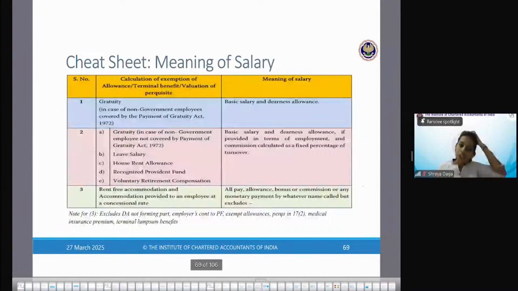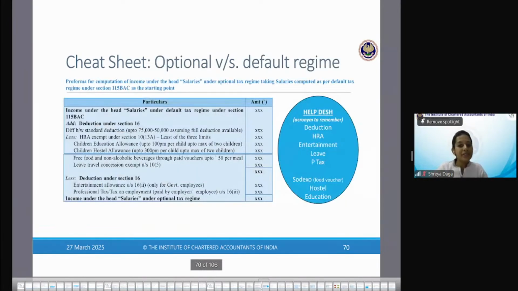I had given you 2 cheat sheets in the last class. Didn't give you any homework, but gave you 2 cheat sheets in a summarized manner, so that it can help you recall things better. You can take a print of this slide, which is the cheat sheet on meaning of salary. You can also take a print of this other slide, the cheat sheet on optional versus default regime. Both these slides you can print and keep for your record. It will help you remember things better.